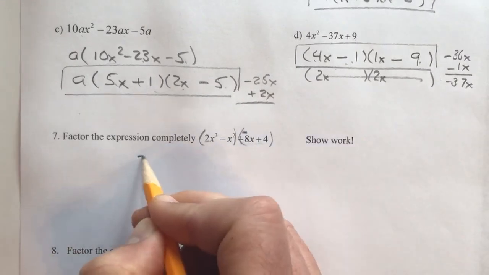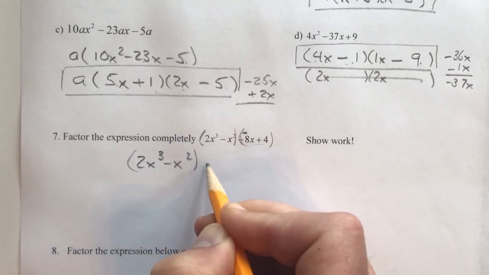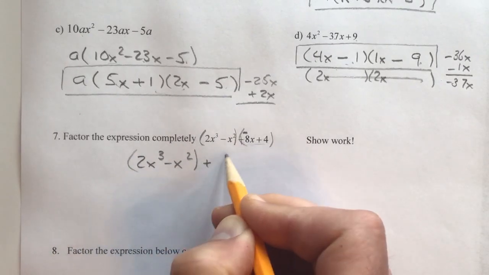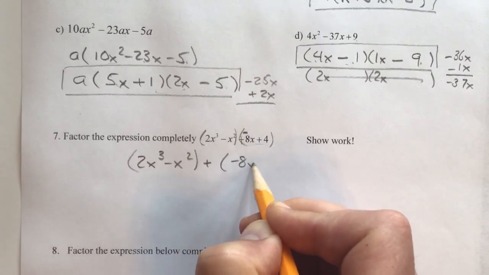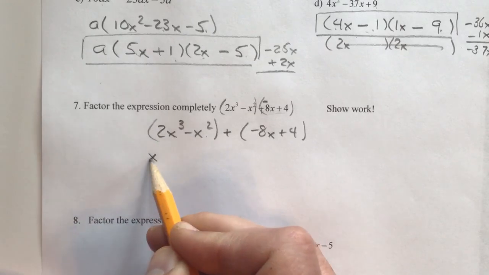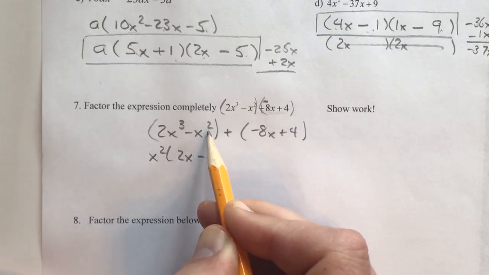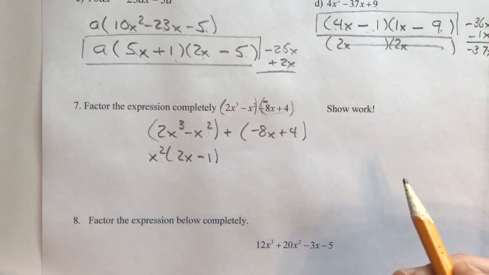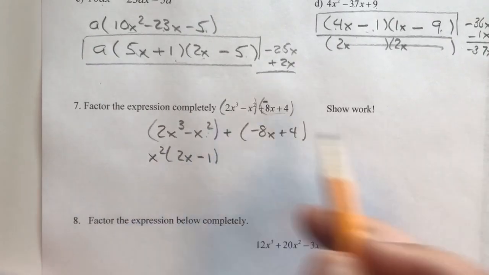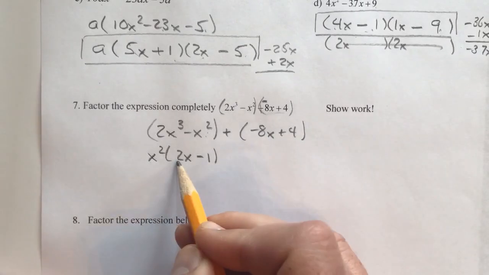Group the second 2. So I got 2x cubed minus x squared plus, I'm going to make that negative 8x plus 4. What do these have in common? X squared. I'm left with 2x minus, something's got to be there, 1. Because I got to be able to distribute and get it back. So what am I going to take out here? I want it to be 2x minus 1.